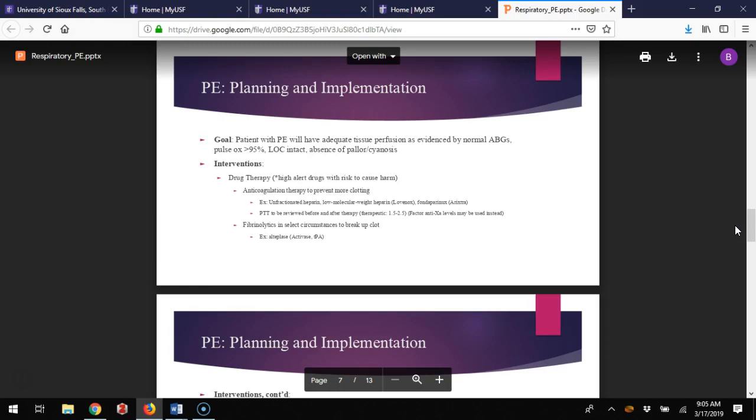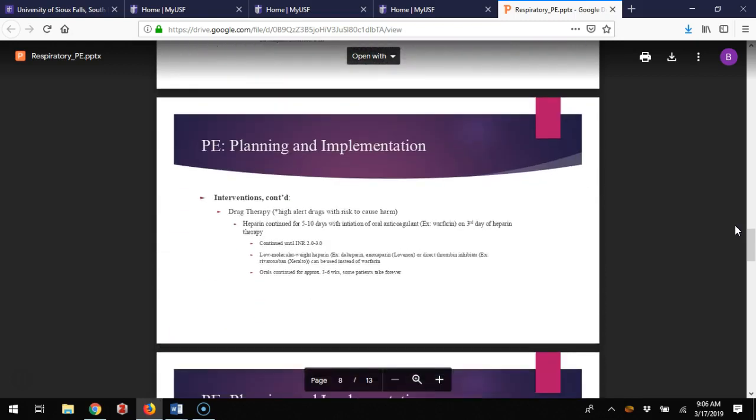Just be careful with this stuff, because with anticoagulants and stuff like that, you could get them to bleed in other places. But anticoagulant therapy is used to try and prevent more clotting, and sometimes fibrinolytics are used to break up that clot. So alteplase is an example of that.